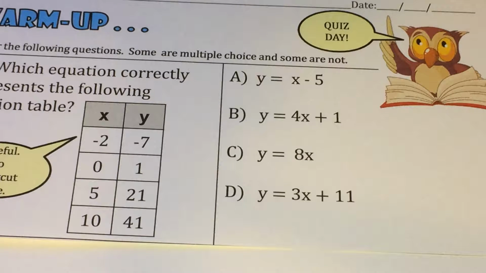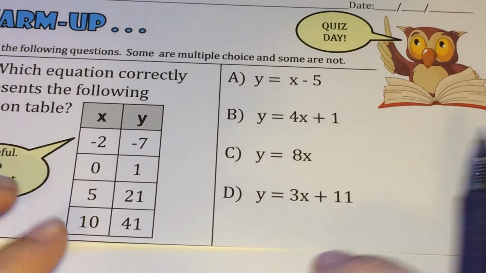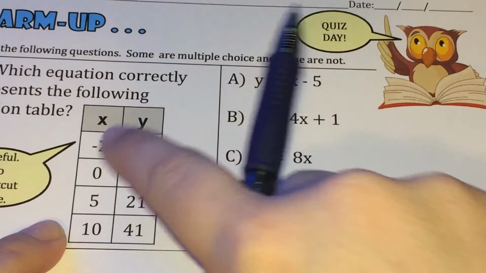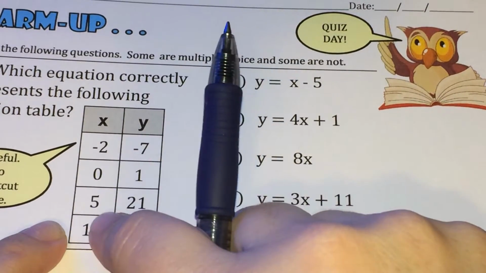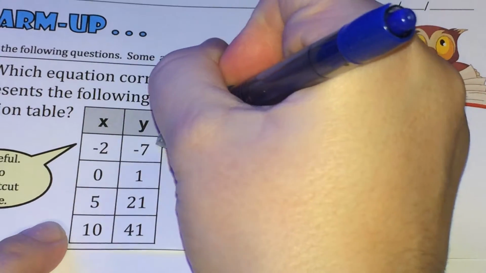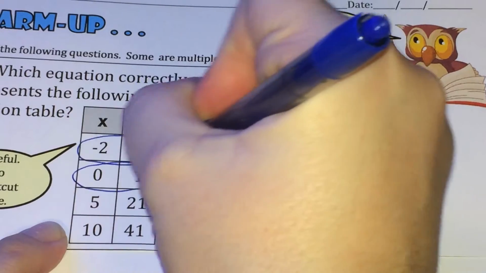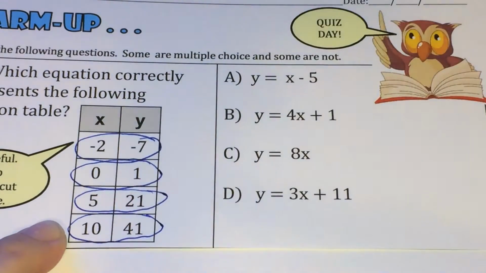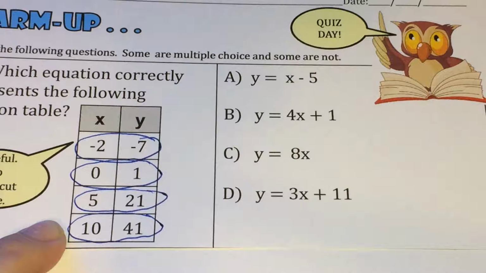For number 1 on our warm-up, we are given a table, and we need to figure out which equation matches that table. Now we can't use our magic number trick because our x's don't go all in a row like 0, 1, 2, 3, 4. So we need to just ask ourselves, what's the relationship between x and y? What's happening here? What am I doing to x to make it turn into this y? And I'm going to look at my choices here and just kind of start eliminating wrong answers.